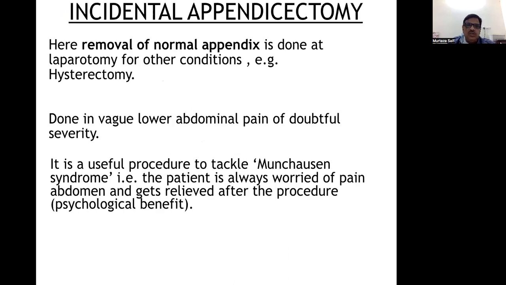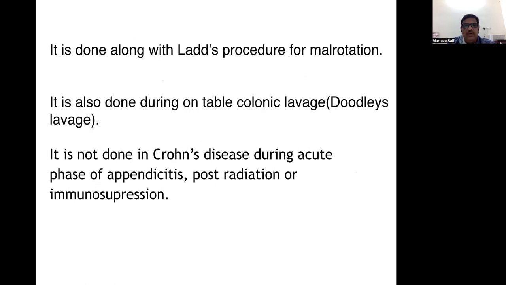Now come to the incidental appendicectomy. Here removal of a normal appendix is done at laparotomy for other conditions, for example hysterectomy, or in vague lower abdominal pain of doubtful severity. It is a useful procedure to tackle Munchausen's syndrome, where the patient is always worried about abdominal pain and gets relief after the procedure. Psychological benefit.